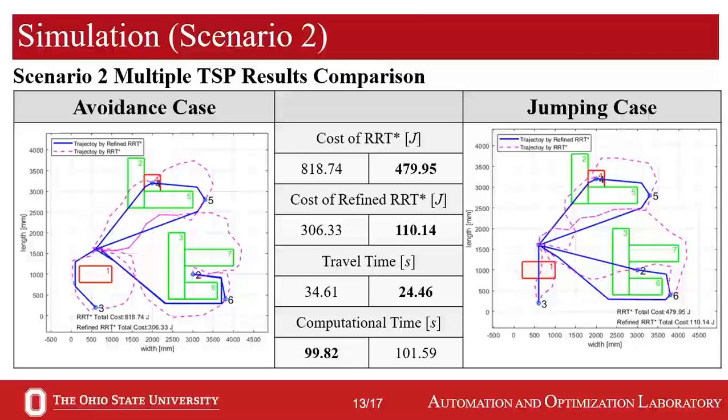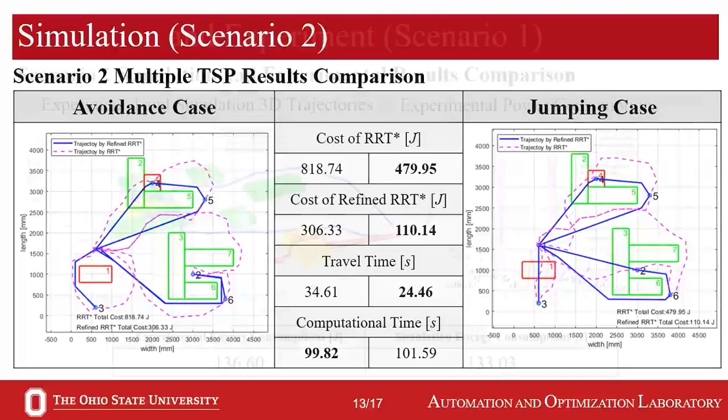For the next scenario, we include one more rover and make an obstacle cover one of the targets. The generated mTSP solutions for scenario 2 once again show that refined RRT star contributes to saving a huge amount of energy cost for both jumping and avoidance cases. Furthermore, with the help of the jumping mechanism, it reduces energy consumption by 178% and decreases the completion time of visiting tasks by 9 seconds.